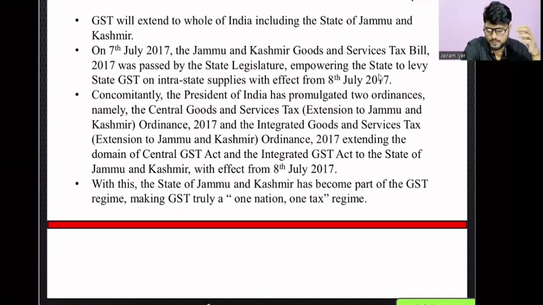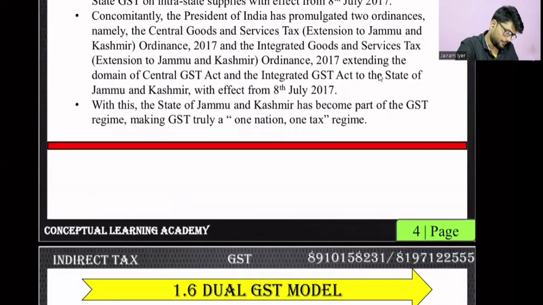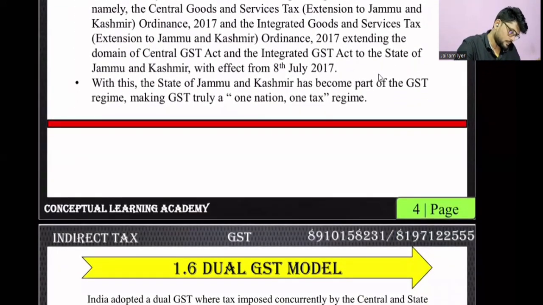Because we know after the removal of Article 370, it has become a state, correct? So it has its power to pass its own law, correct? So whatever was done at the beginning or on the first day was exclusive of Jammu and Kashmir, correct? And after they passed their own act, they also became part of GST. With this, the state of Jammu and Kashmir has become part of the GST regime, making GST truly a one nation, one tax regime. All good things are said.